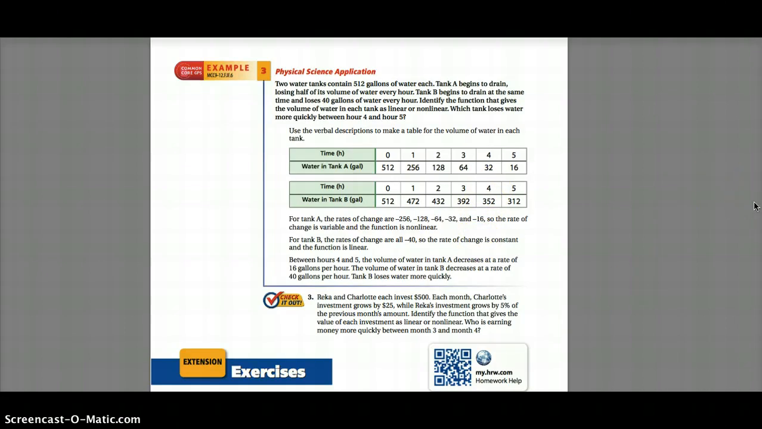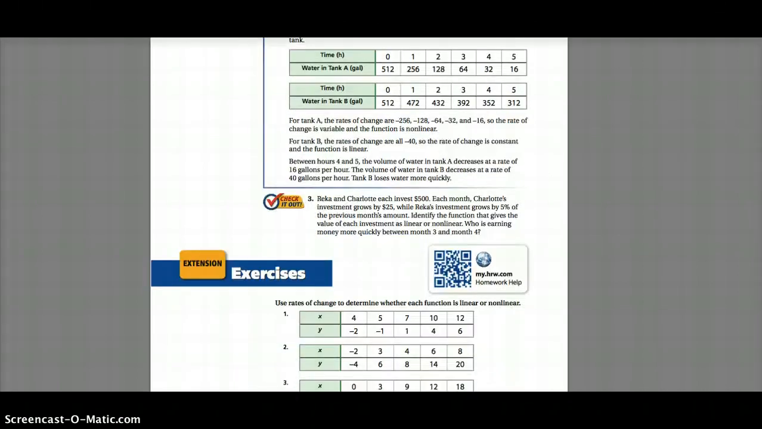All right, so at this point you should be able to try some practice problems. So you are going to go to page 350 in the book and try out some practice problems about rates of change.